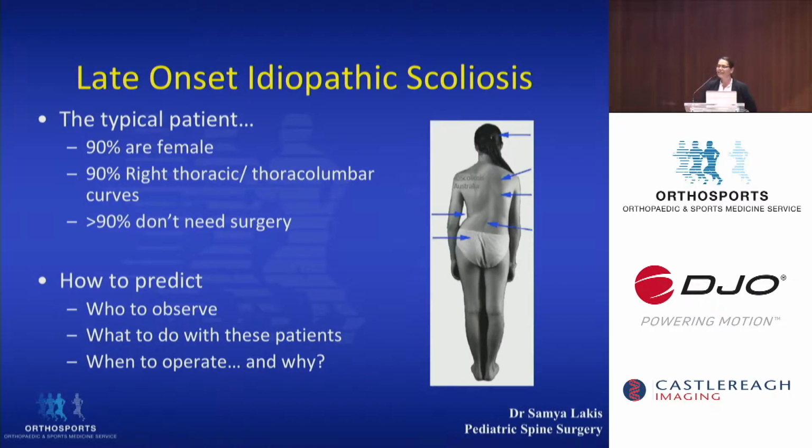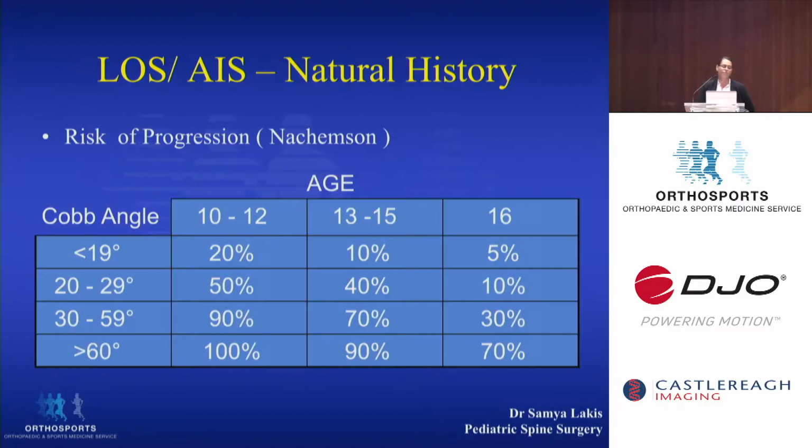So your classic adolescent idiopathic scoliosis, which you will all see. The typical patient, as I say to everyone, 90% are female, 90% have a right-sided thoracic curve, and more than 90% don't need surgery. To be honest, we actually only operate on less than 5%. So the question is, who do we observe? Who do we treat? What treatment options are there, and what benefit is there? And when do we operate, and what are our goals?